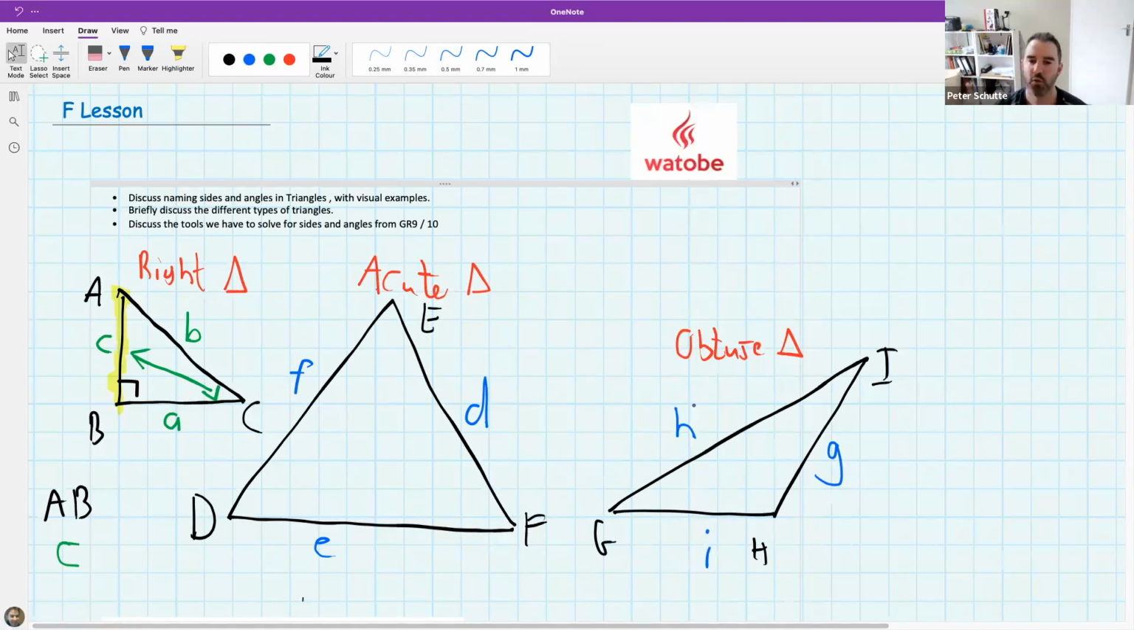Okay, so when we talk about triangles, we need to know that if we see two big letters next to each other, that does mean a side. But sometimes, and this can cause a bit of confusion, the side GI is actually the same side that we refer to as little h. And little letters in geometry and triangles will always refer to sides. And that's just what I wanted to start off with.